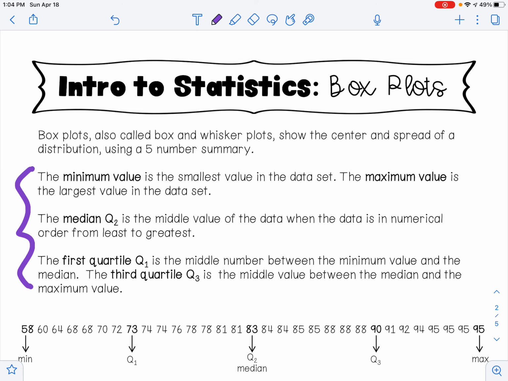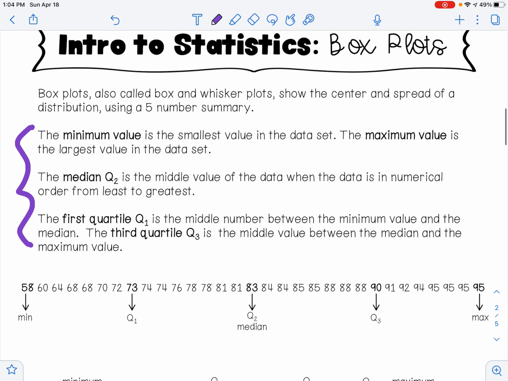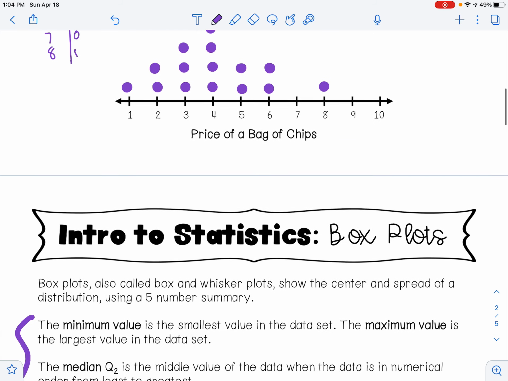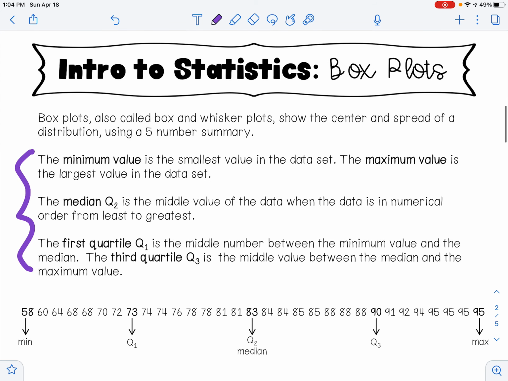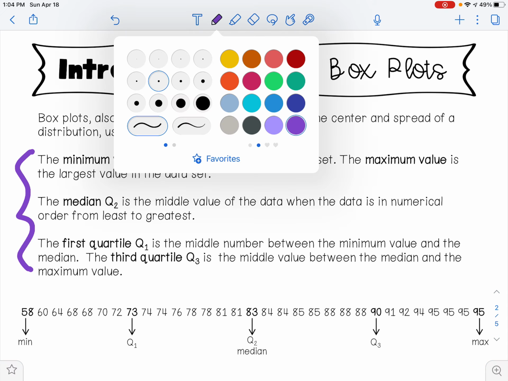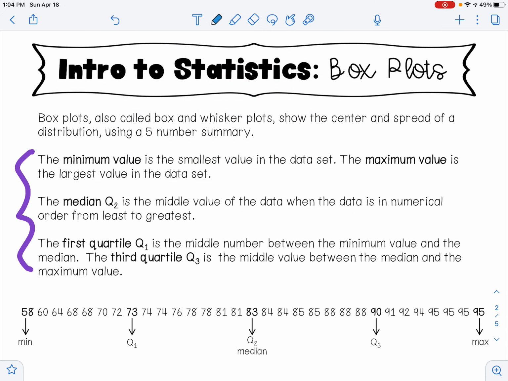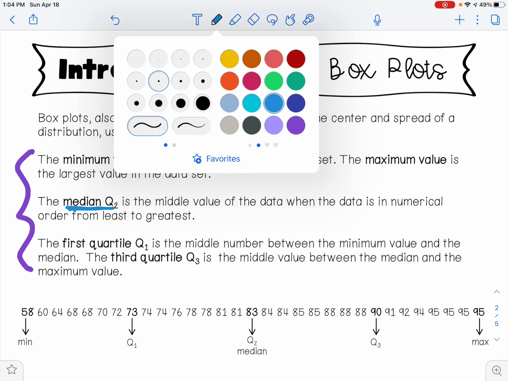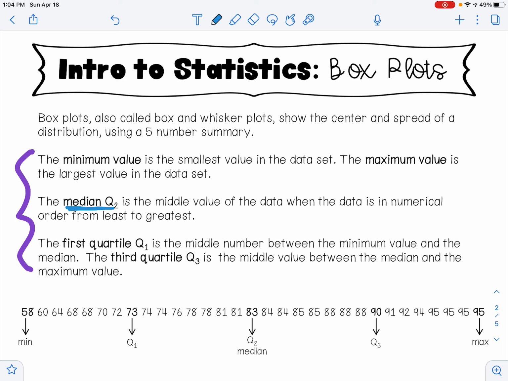So here, your data always needs to be in order to be able to find these 5 values. And if I look down here, my data is in order from least to greatest. To be able to find the median, Q2, what I am going to do is cross off until I get to the middle value. So what I like to do is count.